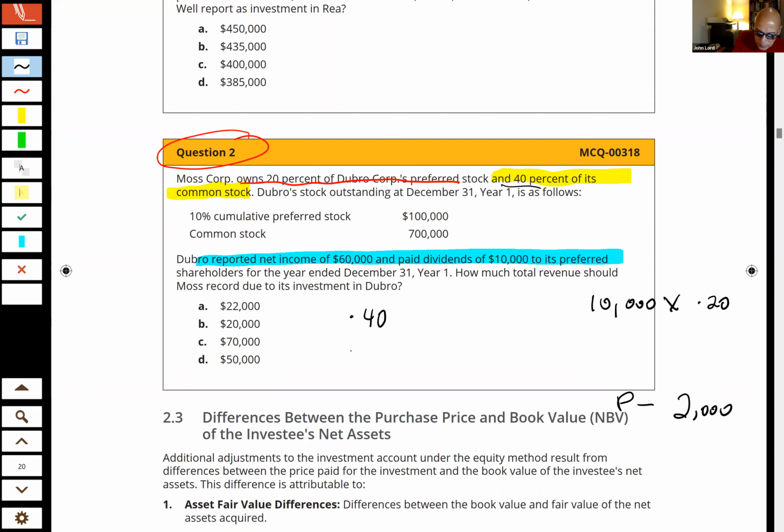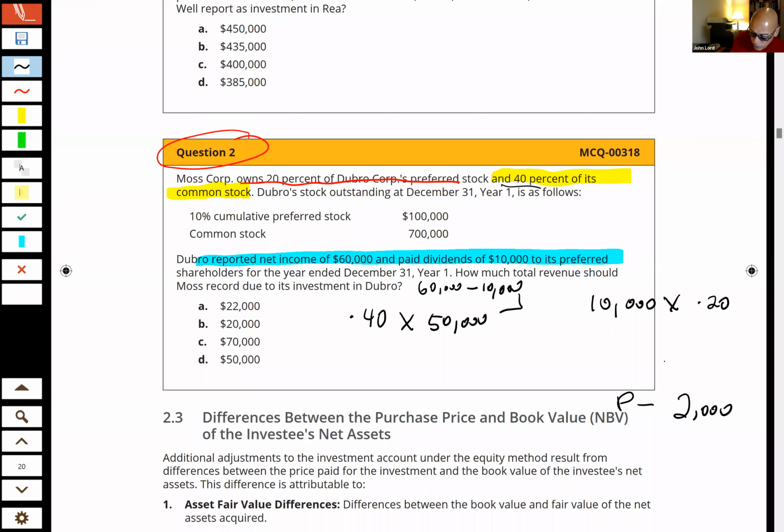What's it going to be? It's going to be the 60,000 of net income minus what? The 10,000 of preferred dividend. So that means that I'm going to only have 50,000 left for my common shareholders, of which our company here deserves 40% of that.